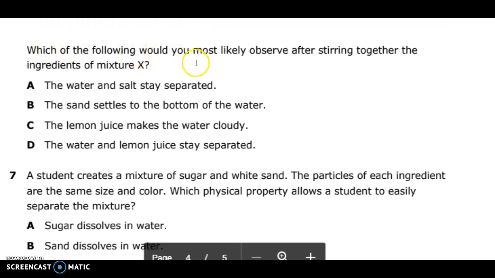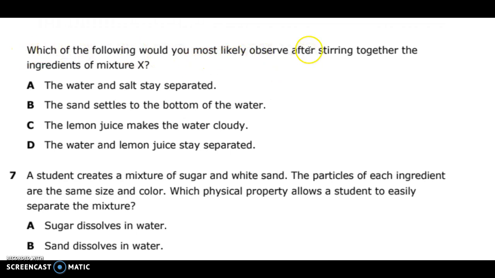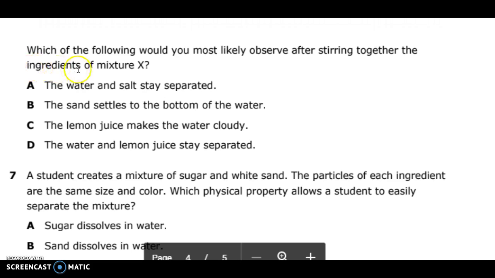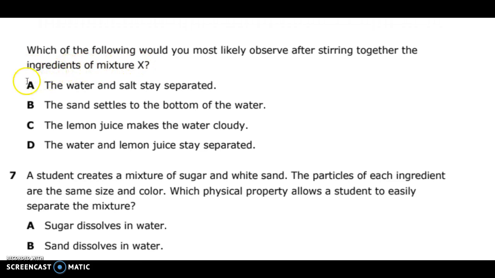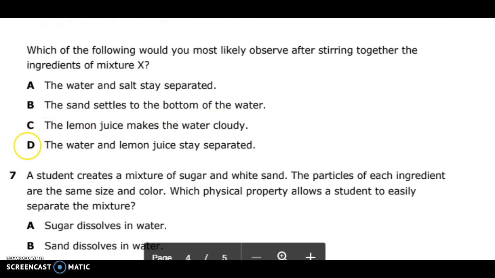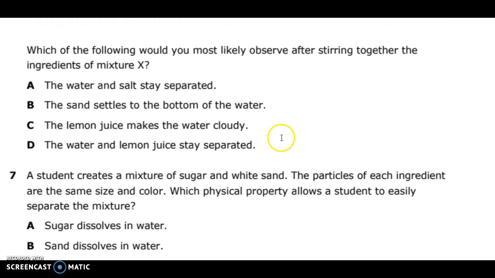Which of the following would you most likely observe after stirring together the ingredients of mixture X? A. The water and salt stay separated. B. The sand settles to the bottom of the water. C. The lemon juice makes the water cloudy. D. The water and lemon juice stay separated.